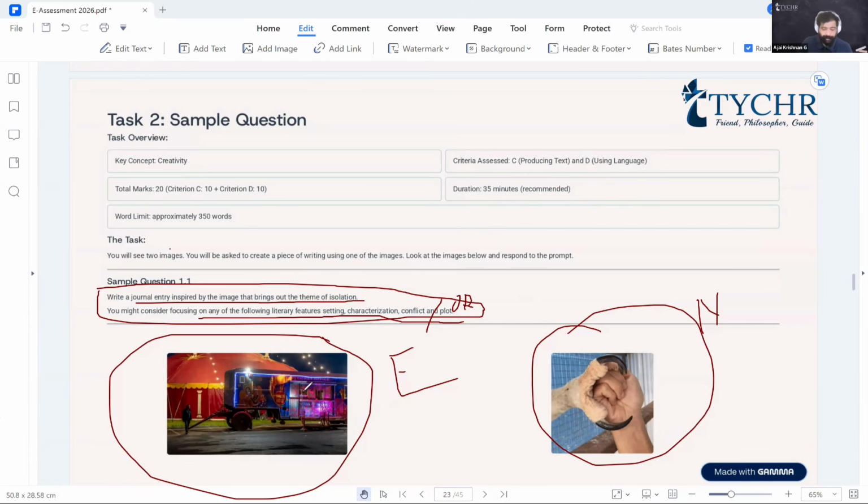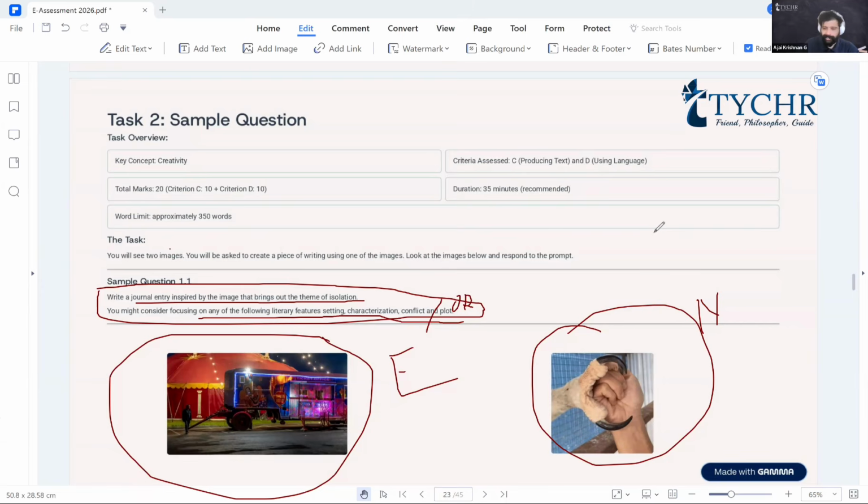And then whatever picture you get, make sure that the picture is connected very well with the prompt, because the prompt is asking for isolation. So check for the element in the picture which you can describe or bring out into your story, which can connect with the idea of isolation. Do that very wisely before attempting the picture. So whatever picture is there, which thing you think can be connected very well with the prompt, with what you write, choose that picture and start writing.